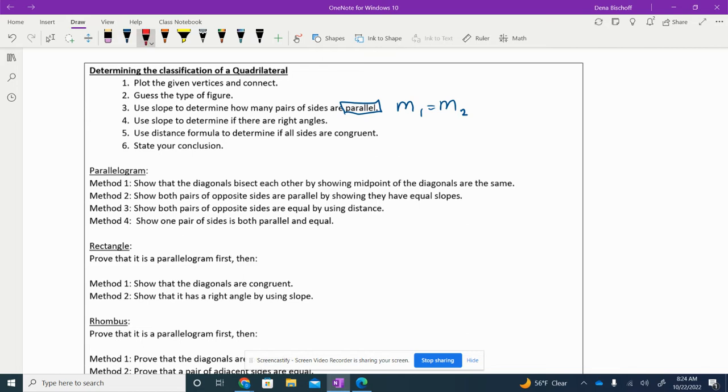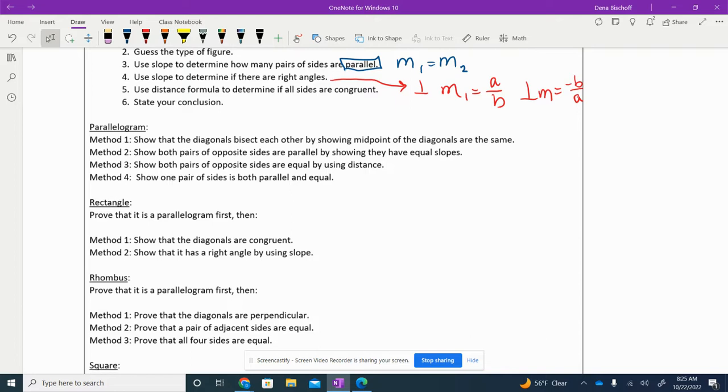If we use slope to determine if we have right angles, remember right angles are formed from perpendicular lines. So the slope of one, I'm going to call it A over B, and then the perpendicular slope would be negative B over A. We use the distance formula to prove that sides are congruent. So we're going to look at parallelograms first, and then rectangles, and then rhombi and squares.